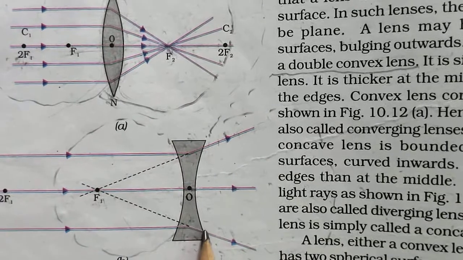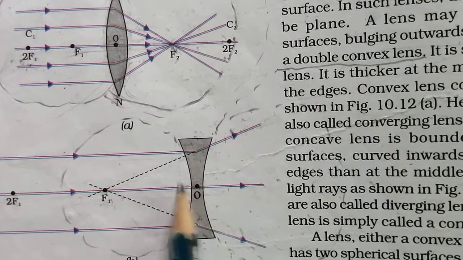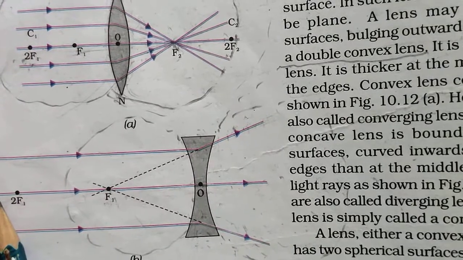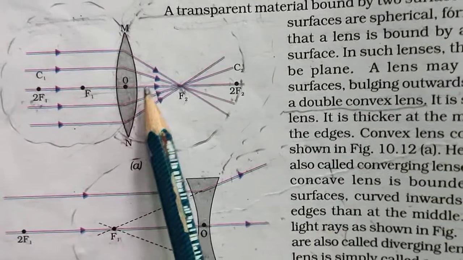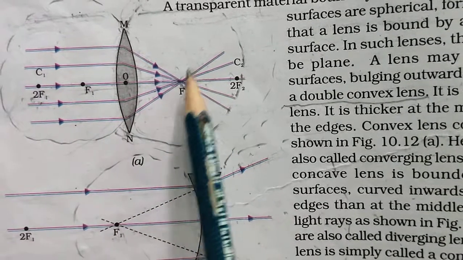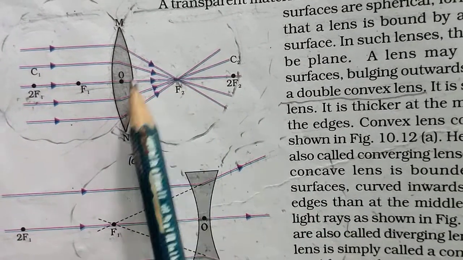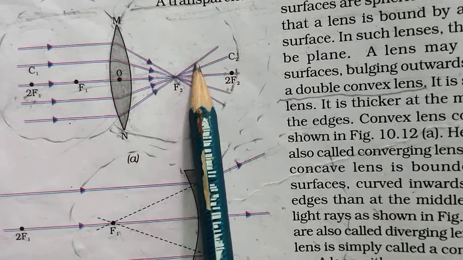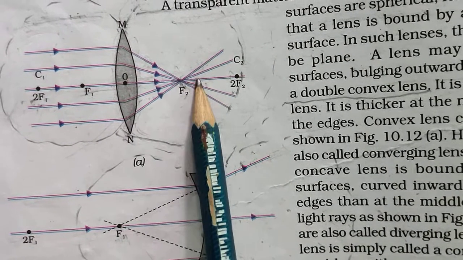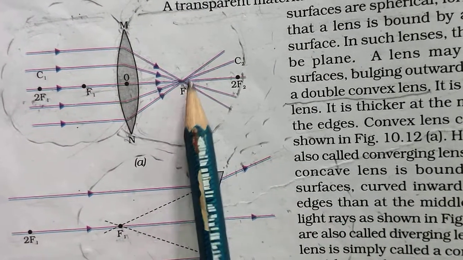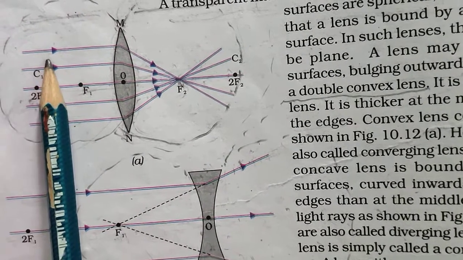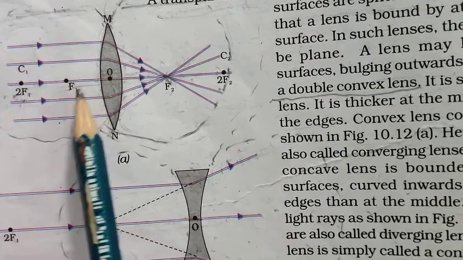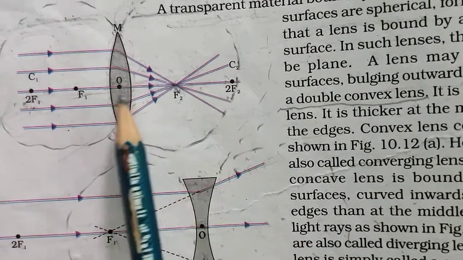But in case of a concave lens, I have already mentioned that F2 is not considered because all the images are from here. In case of a convex lens, you will come to know that the images form on both sides. If the image is formed on the right side, this is called the real image. If the image is formed on the left side, this is called the virtual image. So that is why F1 and F2 are considered in case of a convex lens.